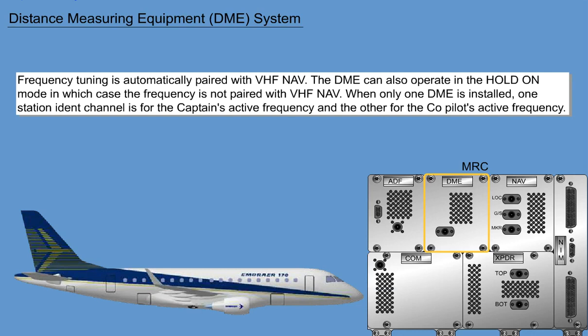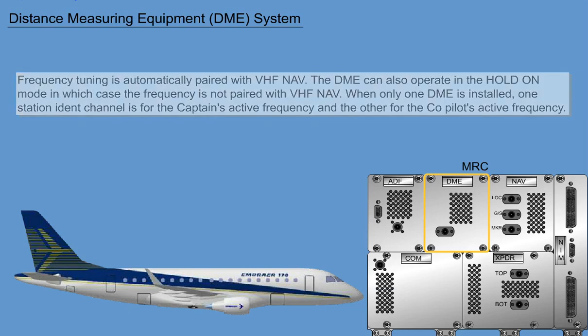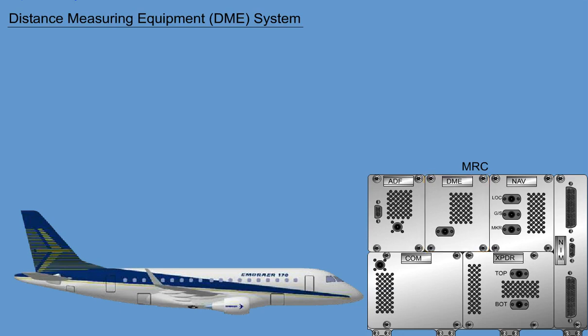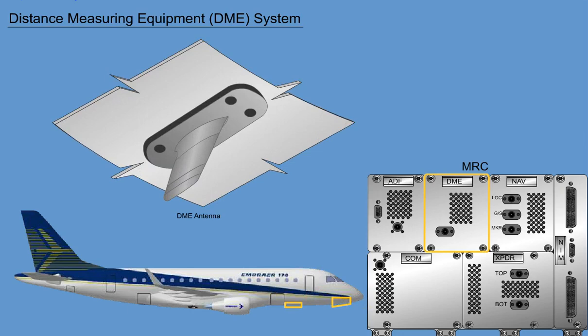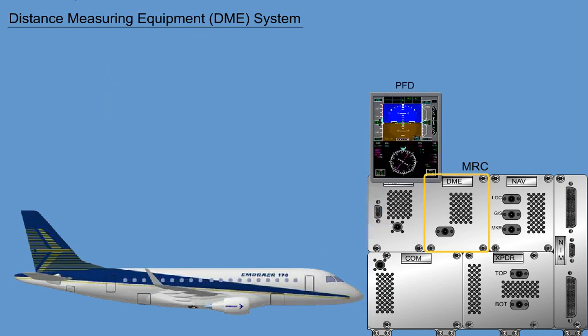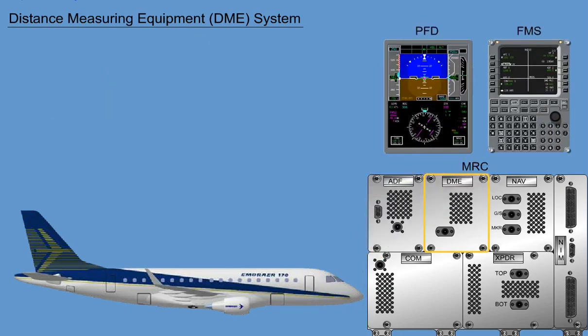When only one DME is installed, one station ident channel is for the captain's active frequency and the other for the co-pilot's active frequency. The DME system consists of a DME module and a DME antenna. A second is optional. The DME interfaces with the display system and FMS through the ASCB D bus.